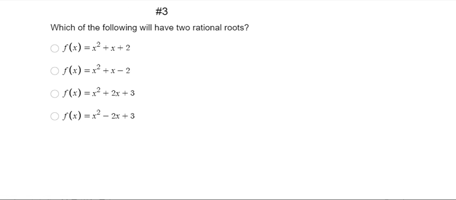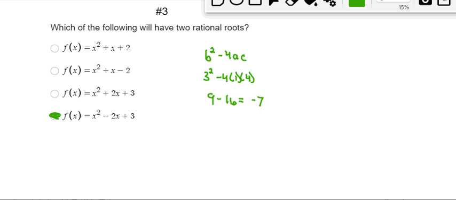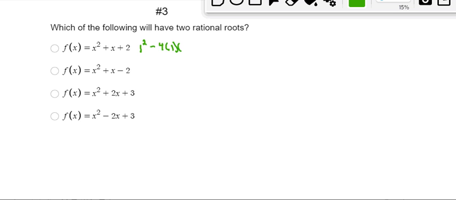All right, now we need to see which one will have 2 rational roots. Similar type problem. We're looking at the discriminant of each one. Our first one, we've got 1 squared minus 4 times 1 times 2. Hopefully you can see that's going to be a negative number, because that's going to be 1 minus 8. So that's going to have 2 distinct imaginary roots.